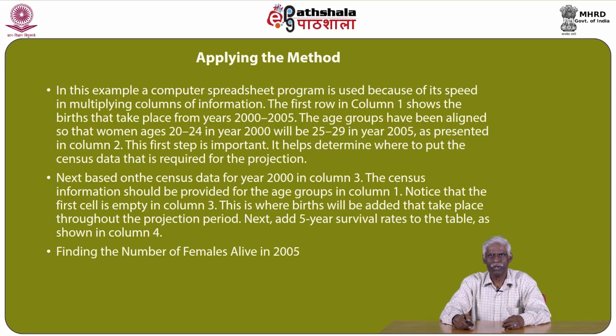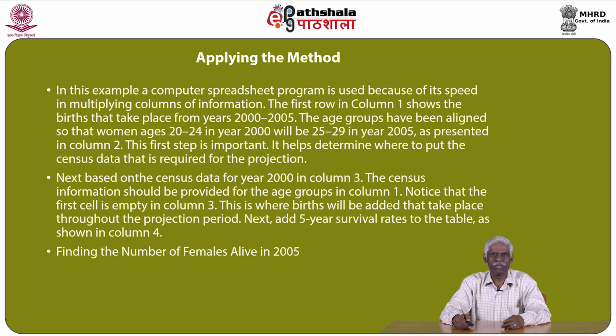In this example, a computer spreadsheet program is used because it speeds up multiplying column information. The first row in column 1 shows the births that have taken place from years 2000 to 2005. The age groups have been aligned so that women ages 20 to 24 in year 2000 will become 25 to 29 years in 2005. This first step is important as it helps to determine where to put the census data that is required for the projection.